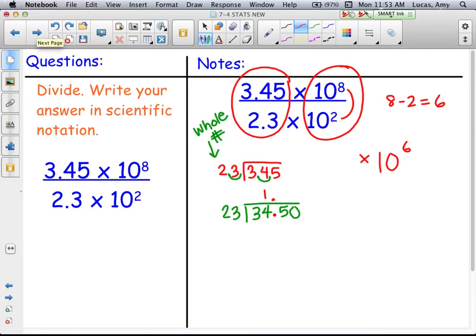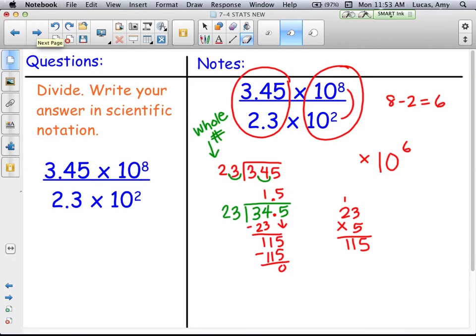23 goes into 34 one time, and that remainder would be 11. I can bring down the 5. I am going to guess that 23 times 5 might give me 115. So let's try it out. 5 times 3 is 15, carry the 1. 5 times 2 is 10, plus 1 is 11. It did. So I can put my 5 up here, and I didn't need an extra 0 after all. So I can get rid of my extra 0. I've got 1.5 times 10 to the 6th power.